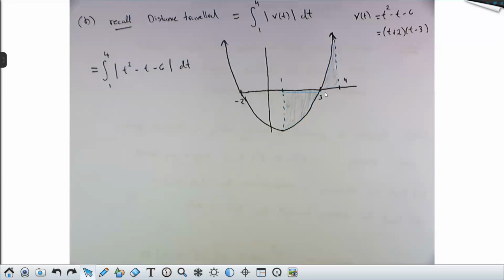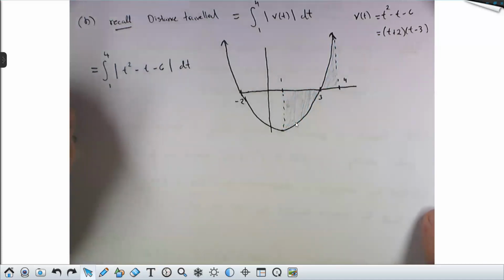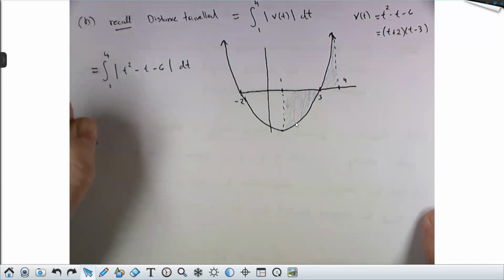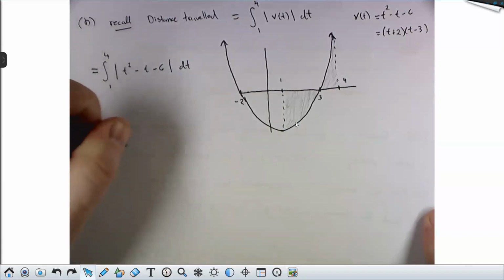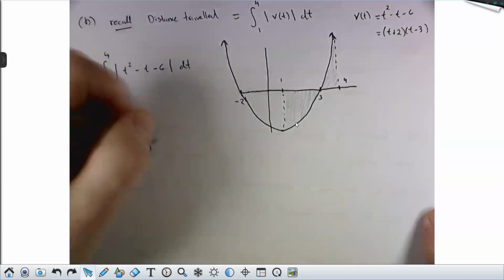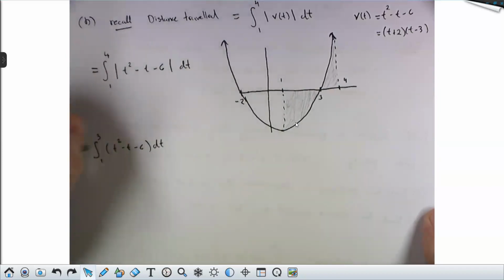I know if I do the integral from 1 to 3, that's going to spit out a negative number. It's going to spit out this area, but negative. In order to account for that, here's what we do. I say, okay, integral 1 to 3 of, and now notice no absolute values, t squared minus t minus 6 dt, but I put a negative here.